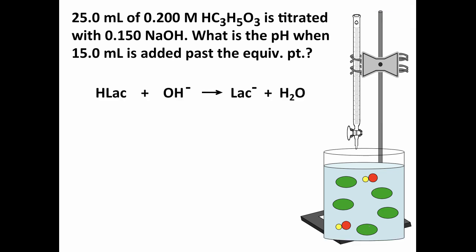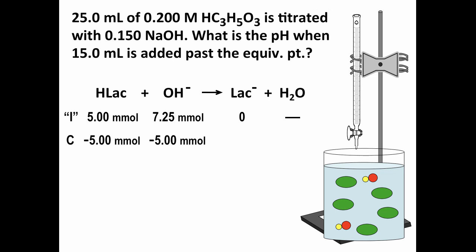Now, if we track this as we've done before through the reaction that takes place and the amounts of substances that react, initially we have 5 millimoles of lactic acid. We add to it 7.25 millimoles of hydroxide. We pretend the reaction hasn't started yet, so no lactate to begin with. The hydroxide and lactic acid amounts go down by 5 millimoles, so the reaction takes place until one substance is used up. In this case, it's lactic acid. That adds 5 millimoles of lactate ion that's being produced.